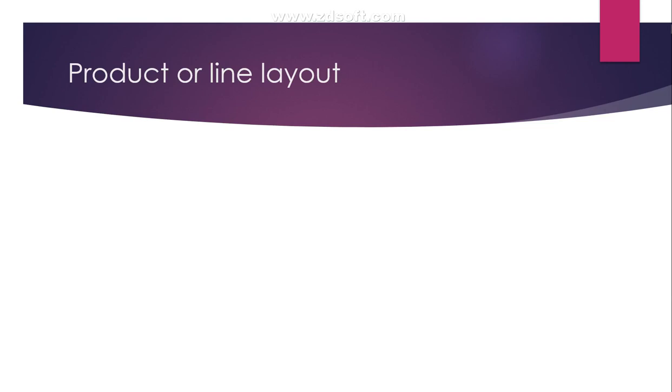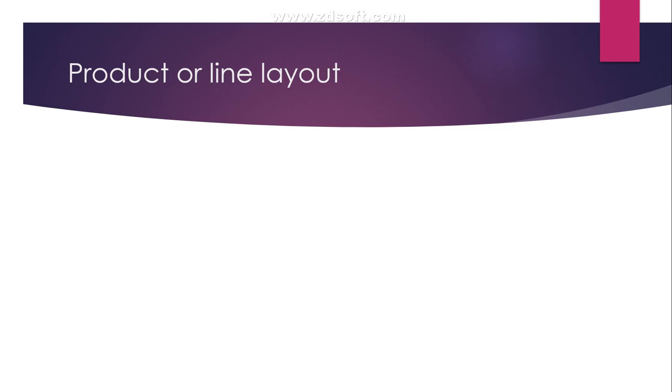Students, welcome back to the session on plant layout. In our previous video we have seen the various classifications with respect to the layout. Among that, the first one we are going to study in detail with respect to manufacturing units is the product or line layout. It could be called the assembly line layout also.